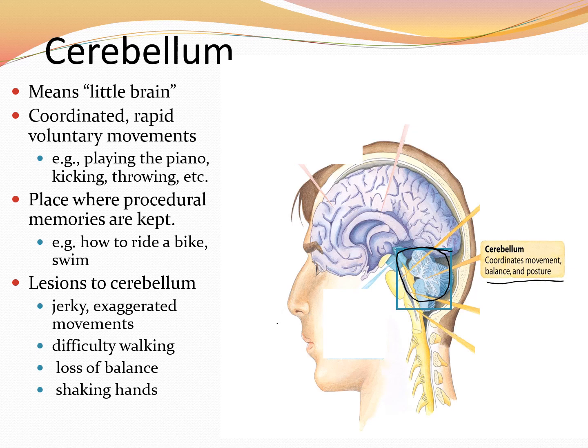Well, if you had damage to your cerebellum, you wouldn't be able to do certain things. If you had damage or lesions to your cerebellum, some of the ways you'd be affected is you might have jerky or exaggerated movements. You might have difficulty walking. You might have a loss of balance. You might have shaky hands, right? Because those all deal with rapid voluntary movements.